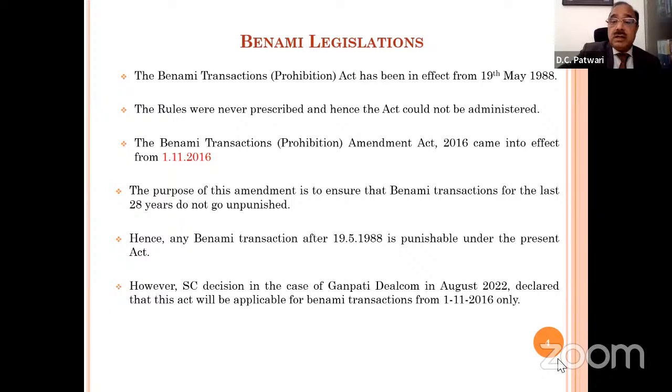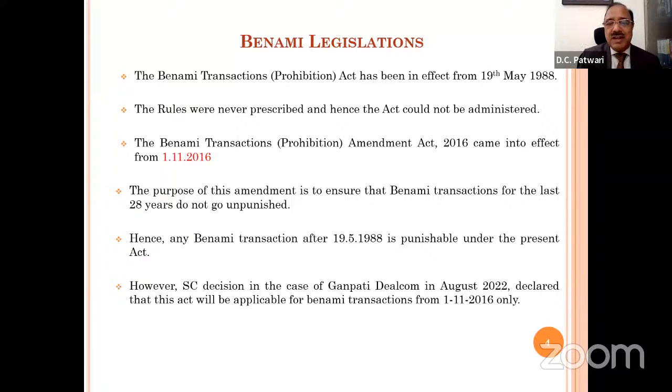Then Benami legislations, as I told earlier, after 1976, when we started looking at it and various committees were formed, there was a necessity felt to curb the black money and the various nuances which I have mentioned in the earlier slide. The Benami Transaction Prohibition Act in 1988 was formulated. But there were no rules formed in that. So for the next 28 years, till the 2016 Amendment Act, it was not implemented because there were no machinery provisions, no rules, no administrative mechanism. That entire act was only of 9 sections.